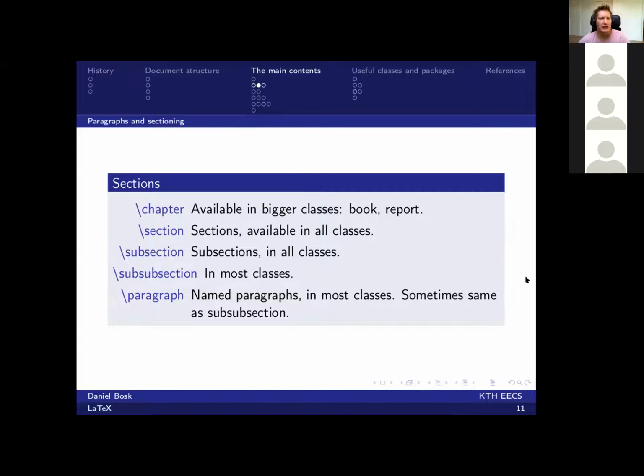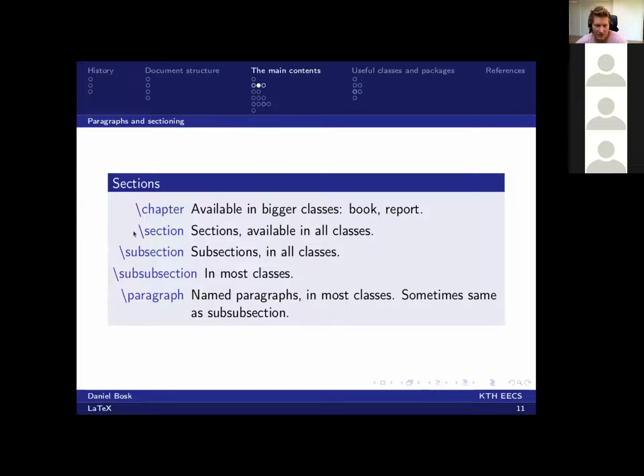So, sectioning. A larger document needs some sectioning, and the chapter sectioning is available in bigger classes like book and report. So that's why you probably want the document to be at least 50 pages before starting to use chapters. So a large report or a thesis or something. The section command is available in all classes.